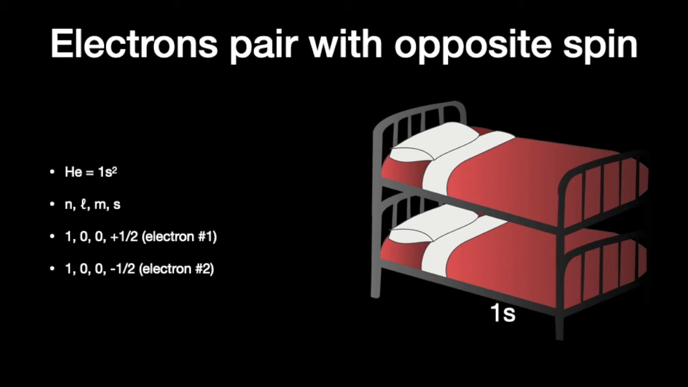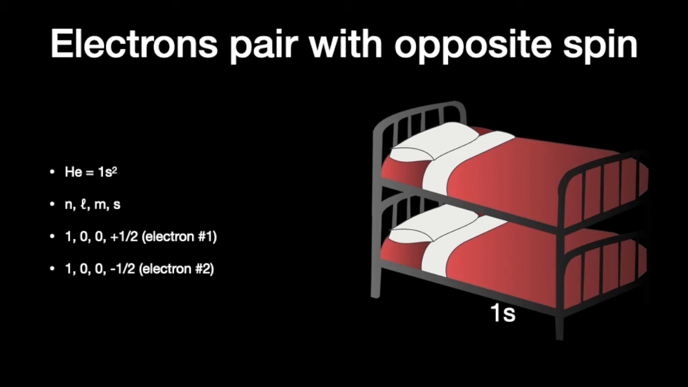So n is 1 and l is 0. That means they're both in the 1s. And m is 0 for an s orbital, remember, because the orientation for a sphere is just the sphere. And the spin could be plus 1/2 or the spin could be minus 1/2, okay?